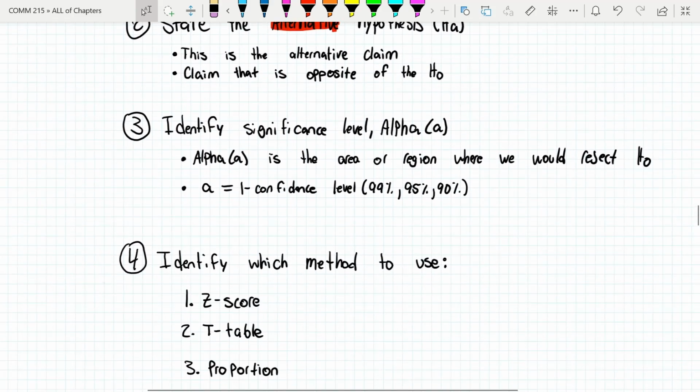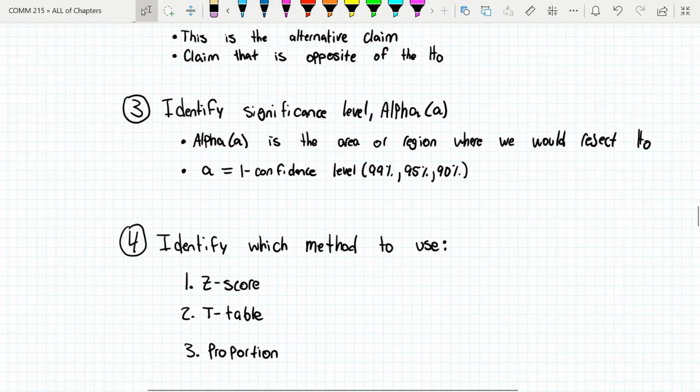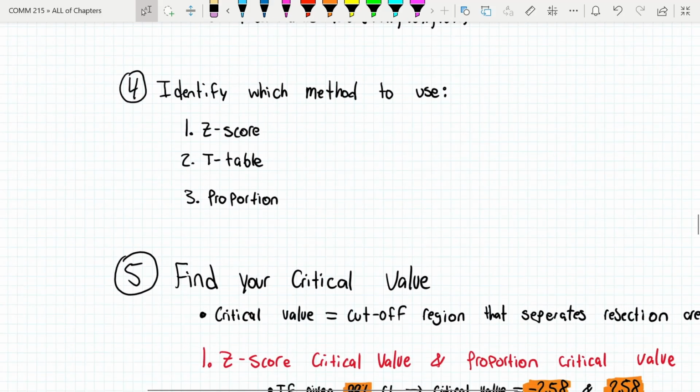So step 4 is to identify which model to use. So you have 3 models, your z-score model, the t-table, and the proportion model, which is kind of using the z-score, but in a different way. You're using proportions instead of means and values.